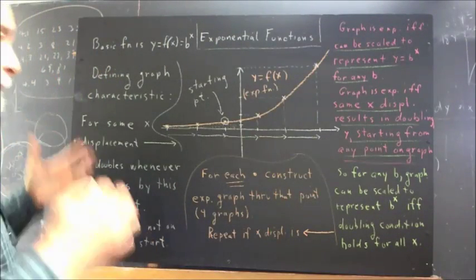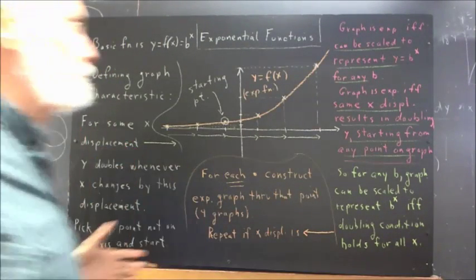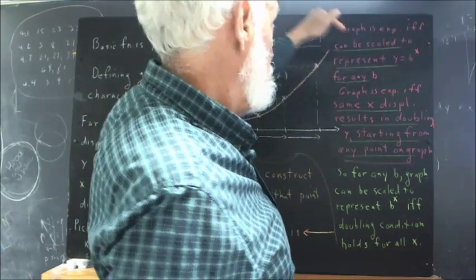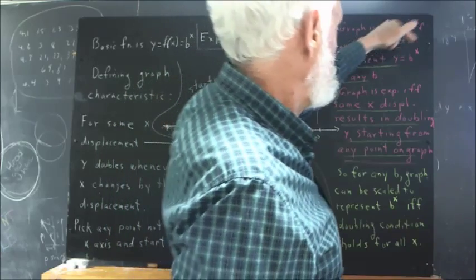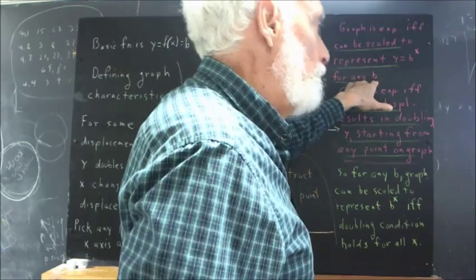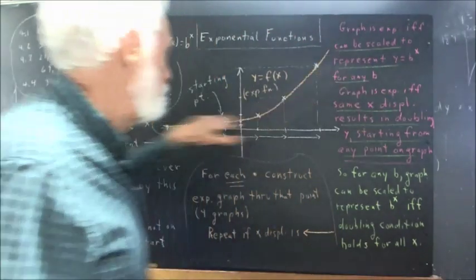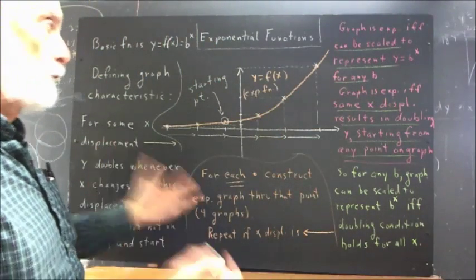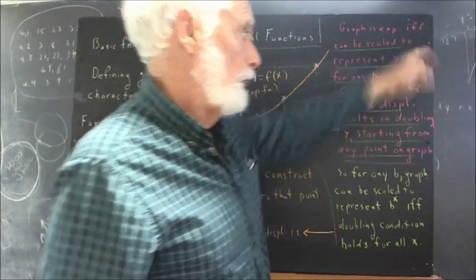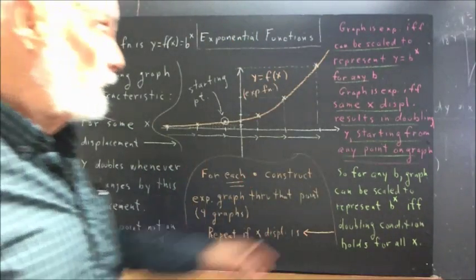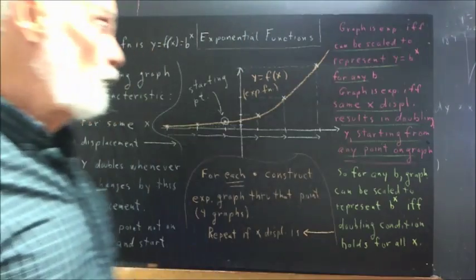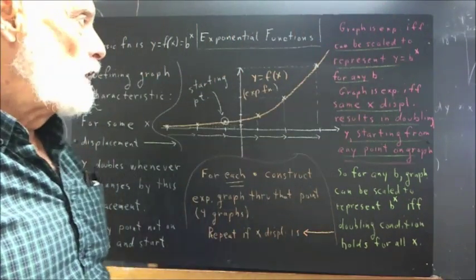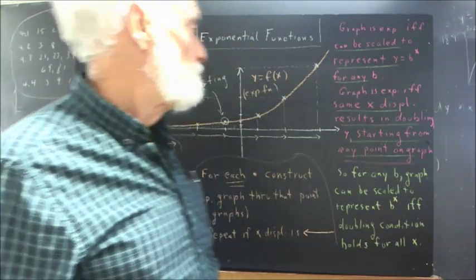So I'm going to make the outlandish assertion that this graph is exponential if and only if it can be scaled to represent y equals b to the x for any value b. So we can take this graph with any value b and scale it to represent y equals b to the x. Or if we want y equals a times b to the x, we can do that too. If you can do this, you can do that. So it's sufficient to say we can do this.